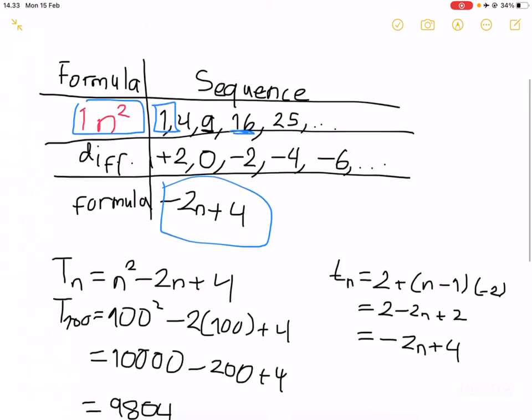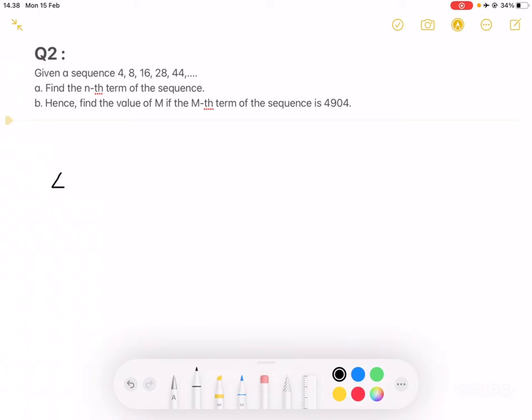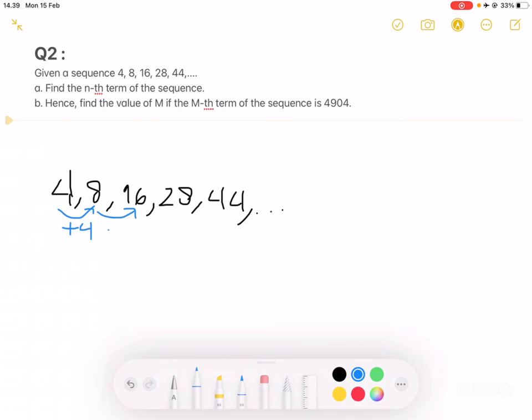So anyways, let's get into the second and probably last example. The sequence is 4, 8, 16, 28, and 44. In part A, we need to find the nth term of the sequence. So let's find the second difference of this. Let's take the differences first, and we already know this will be distinct.